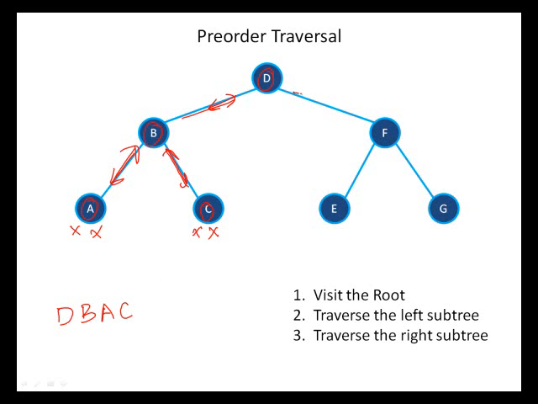We can now traverse the right subtree. This continues until every node of the tree has been visited. Once we have completed all 3 steps on the original node, then we are finished.